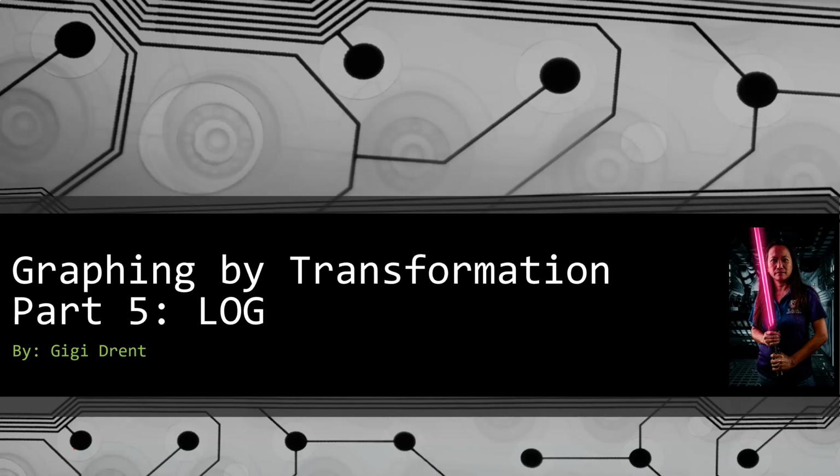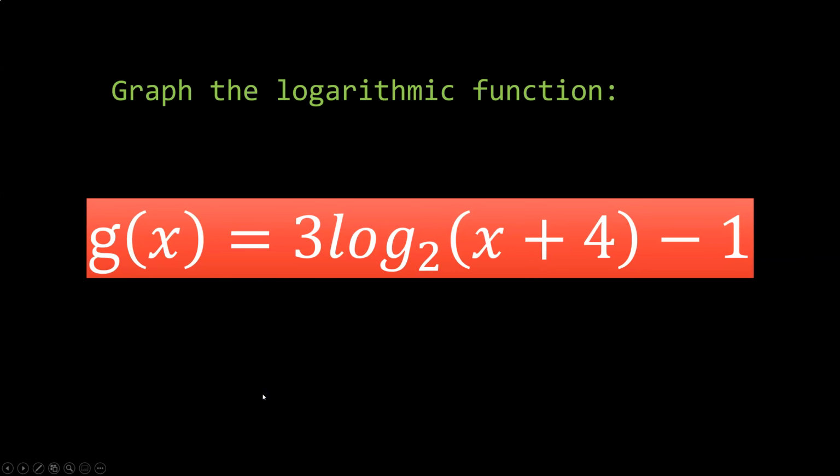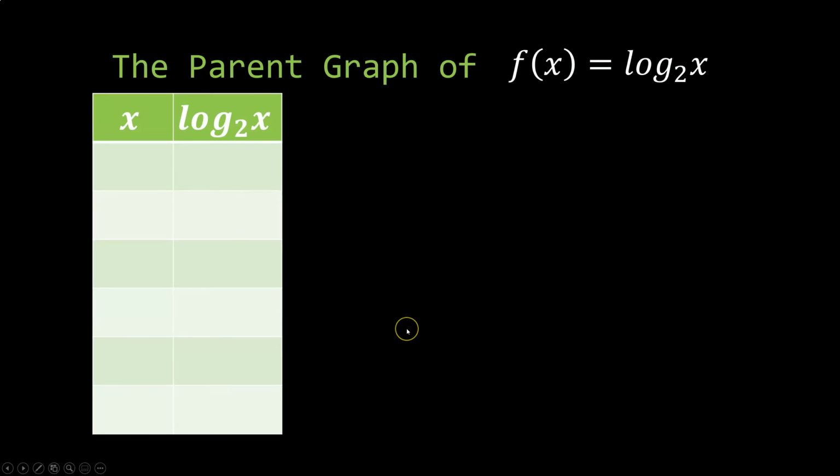This is a video on transformation, part 5, and we are talking about log functions. Okay, we're graphing log functions. So let's take a look. Suppose you have g of x is equal to 3 multiplied by log base 2 of x plus 4, minus 1. Now, looking at this, we know that the parent graph is going to be log base 2 of x. So let's go take a look at the parent graph for log base 2 of x.